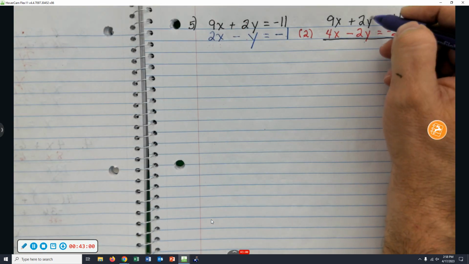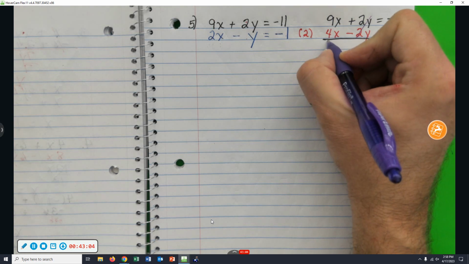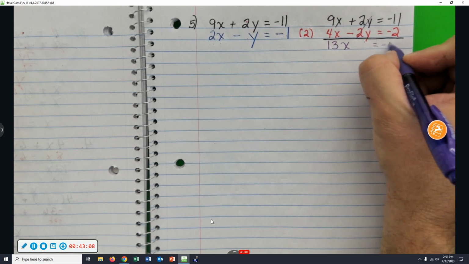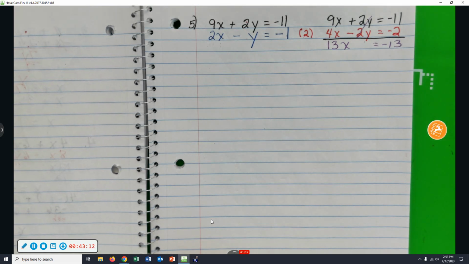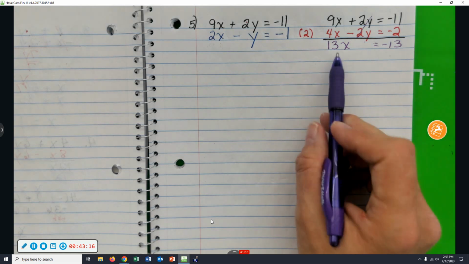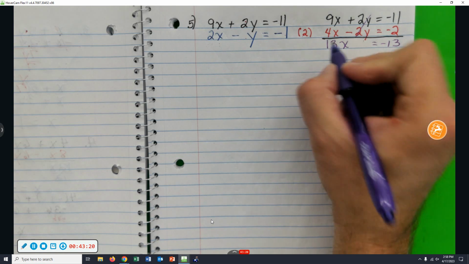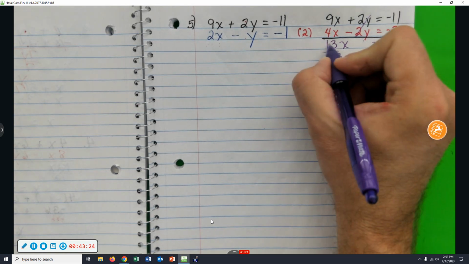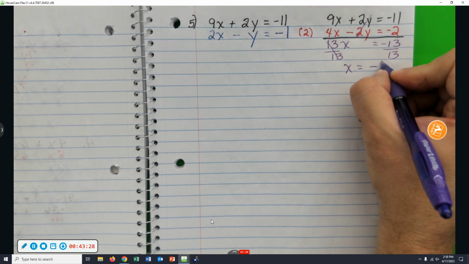So would it be 14x equals negative 13, or am I totally off? Oh wait, I'm thinking it's 13x equals negative 13. Am I right? The 9x plus 4x? You're making it a much harder problem. If you put a 14 here and wind up with x being a fraction, divide both sides by 13, and we're getting x equals negative 1.